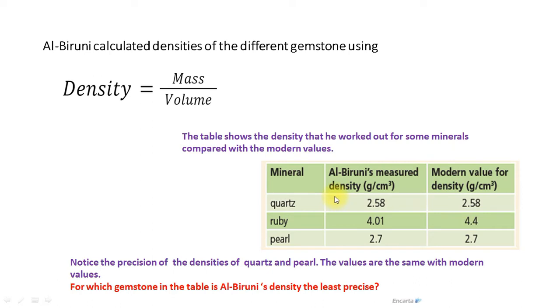Okay, now when you look at quartz, for instance, you will notice that the value that Al-Biruni got and the modern value is the same, so pearl, but ruby had a little deviation. Okay, here we have 4.01 and our modern value is 4.4 gram per centimeter cube. Now notice how precise these results are. The values are the same as the modern values for pearl and quartz, isn't it? For which gemstone in the table is Al-Biruni's density the least precise?